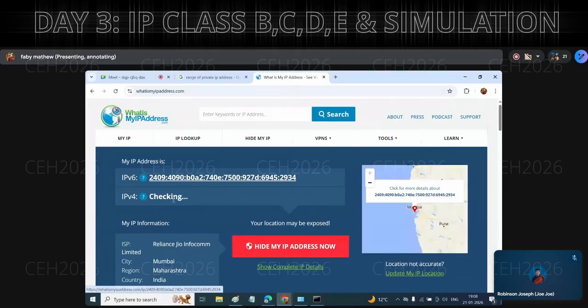So this particular IP address is actually translating our request, and this IP address belongs to the ISP. If I want to check this IP address, how would I be able to check this IP address?